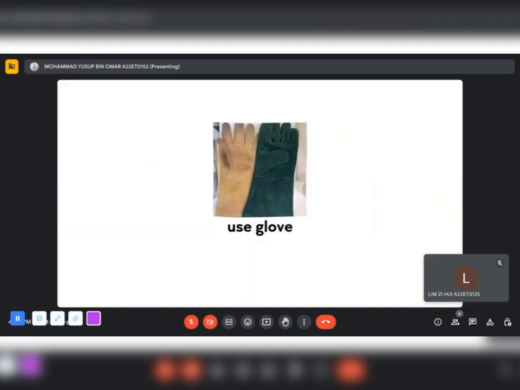Next. So this is a glove that we use in our experiment when involving the hot beaker or hot water. So we need to make sure that we use the glove when we touch the hot beaker, which is to prevent ourselves from harm.